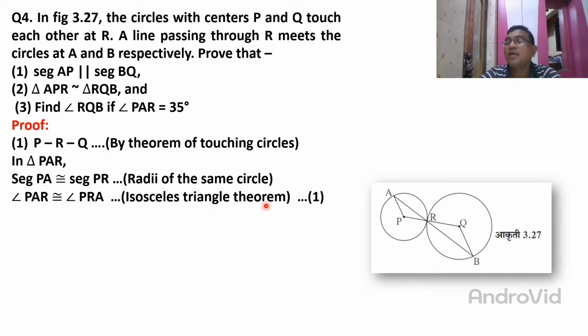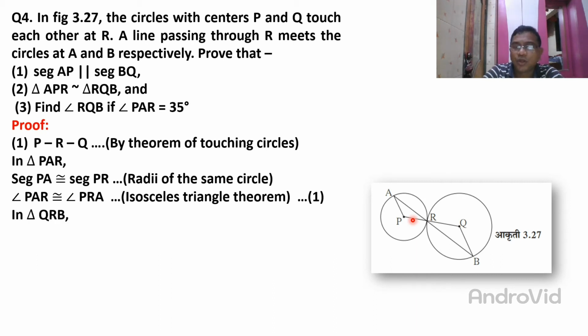Do you understand? See my students, these two segments are congruent, so their opposite angles are congruent. PA's opposite angle is R and PR's opposite angle is A. So angle PAR is congruent with angle PRA, isosceles triangle theorem.